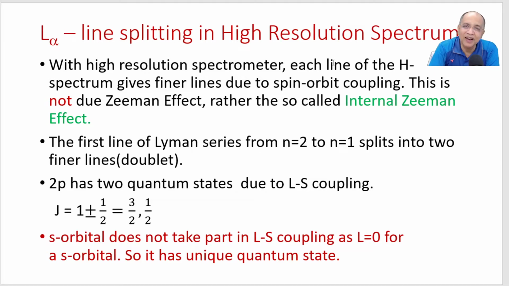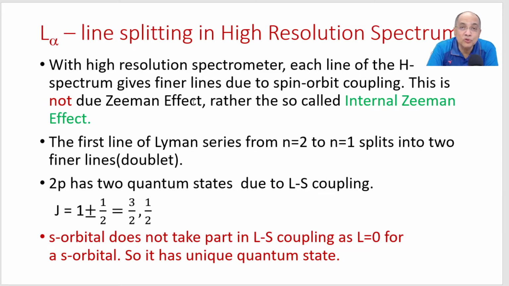Under high resolution conditions, it was found that the Lyman alpha line splits into a doublet, 2 finer lines. Let me read out, with a high resolution spectrometer, each line of the hydrogen spectrum, this is a general statement, gives finer lines. Sometimes a doublet, sometimes a quintet, 5 lines, sometimes more lines. We can't say it is always a doublet.